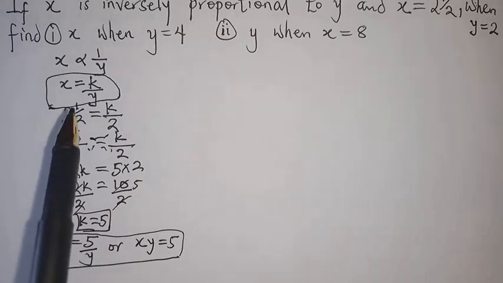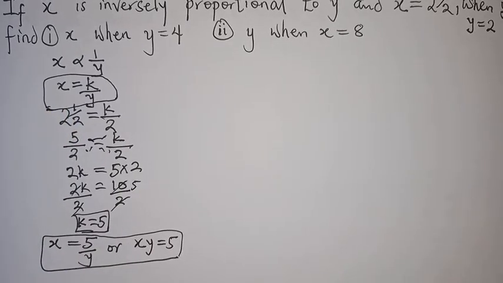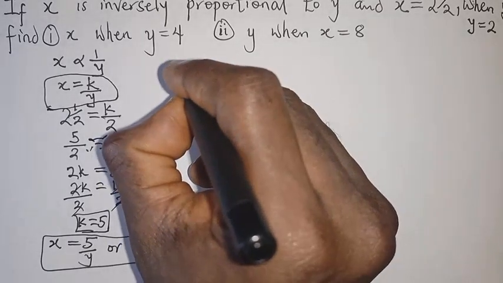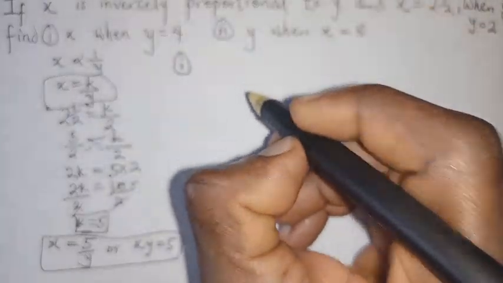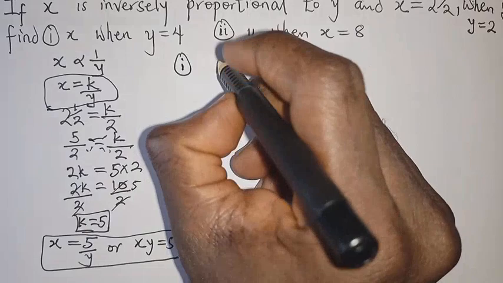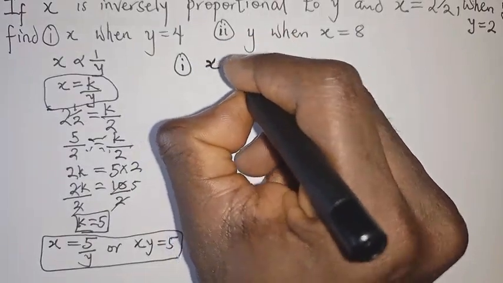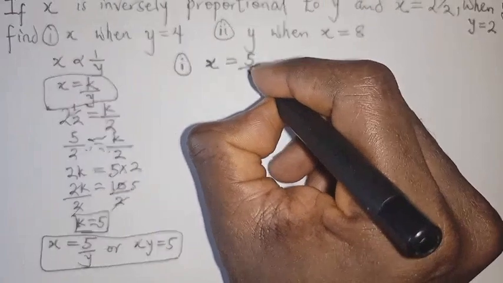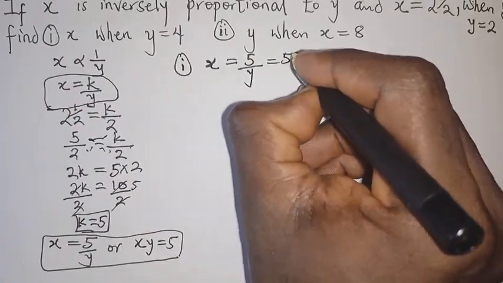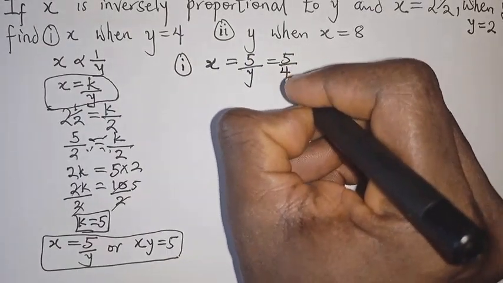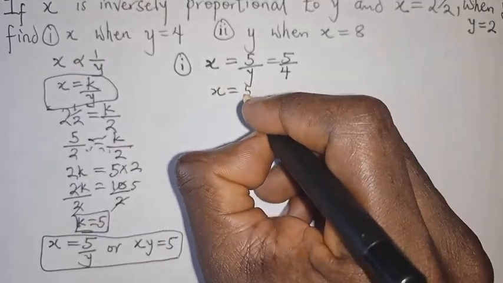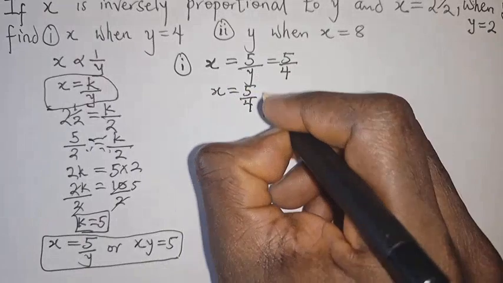So the first part of the question says find x when y equals 4. I'm going to come back to the relationship. We're looking for x, and they told us that y equals 4. So that is very simple. It simply means that x is 5 over 4. That's the answer: x equals 5 over 4.